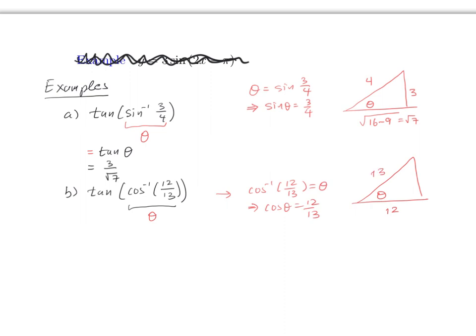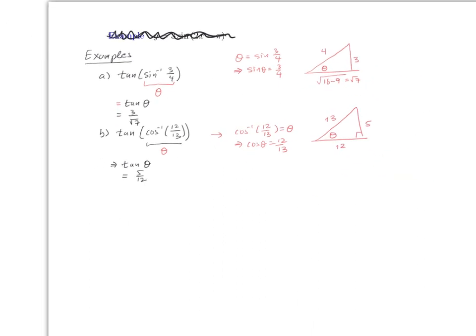So therefore, this will be phi. You should check that using the Pythagorean theorem. So essentially, this will be just tangent of theta, but using the triangle, tangent will be phi over 12. So the answer will be phi over 12.